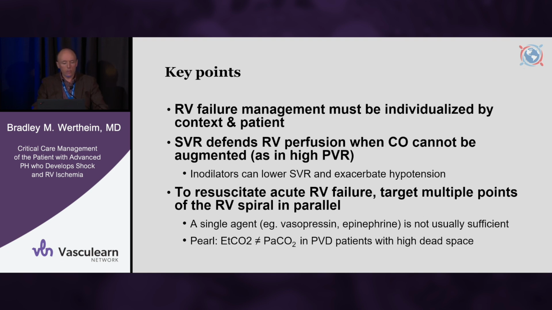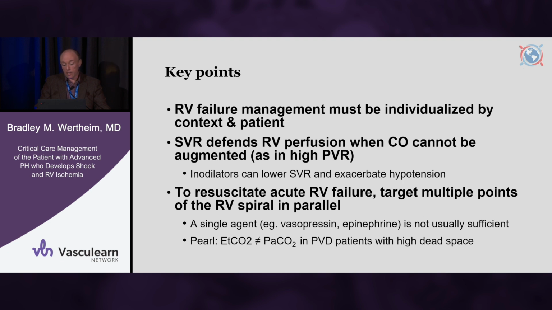And to resuscitate acute right heart failure, we have to hit multiple points in the RV failure spiral in parallel. The discussion of pressor choice, and what single pressor or vasoactive you're going to use, is a little bit of a trap. It's actually a package of things that you have to do in parallel in real time. And sometimes it comes down to using balanced agents and things that you have on hand rather than the things that you'd ideally like to have on hand in the real world.